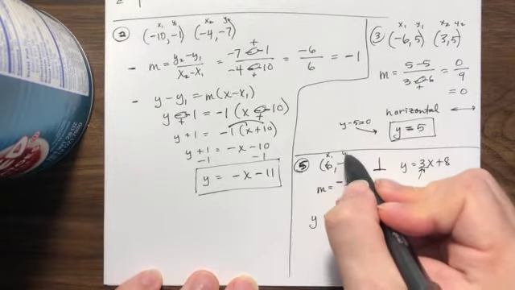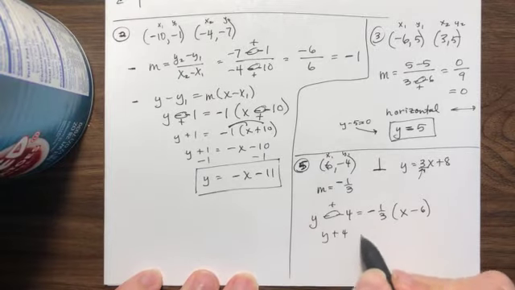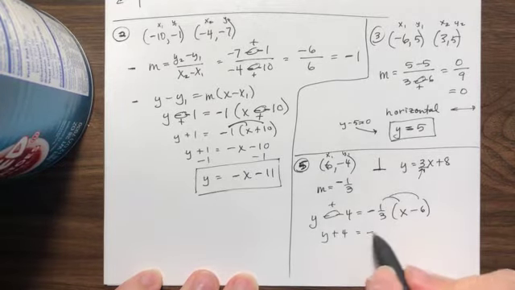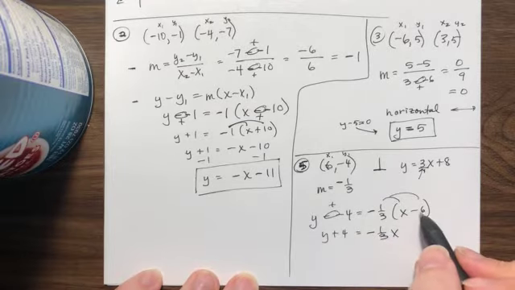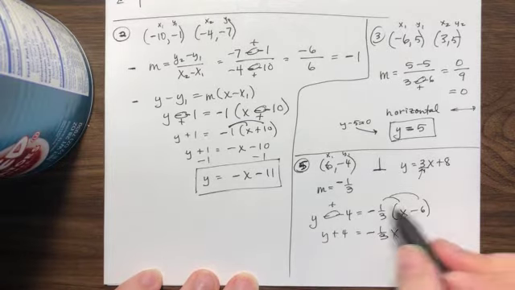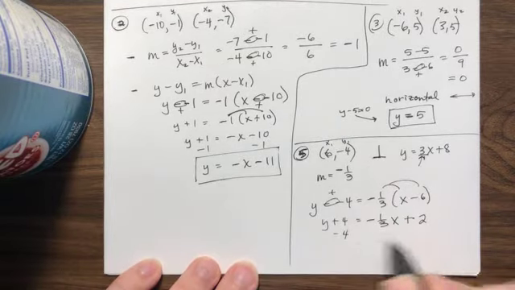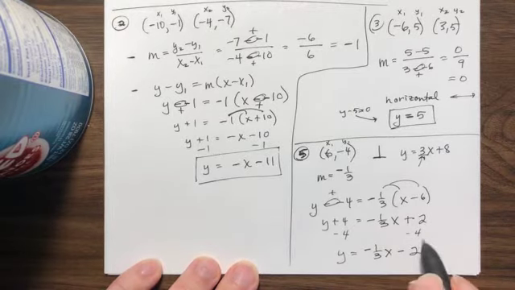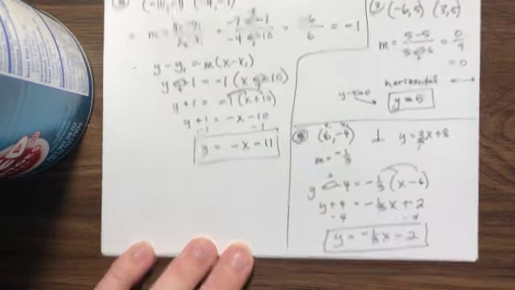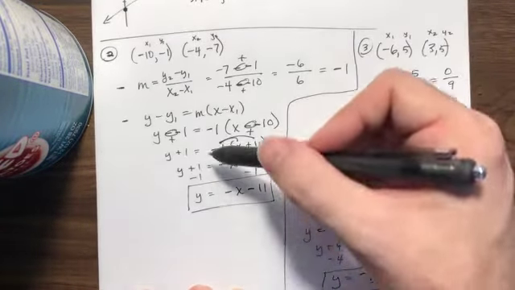Right? This is my x1 and y1, right? That means plus. I'm going to distribute. And the negative 1/3 times negative 6 is going to be positive 6/3, which is 2. And then I've got to subtract 4. And I'll get y equal to negative 1/3 x minus 2 as the answer.